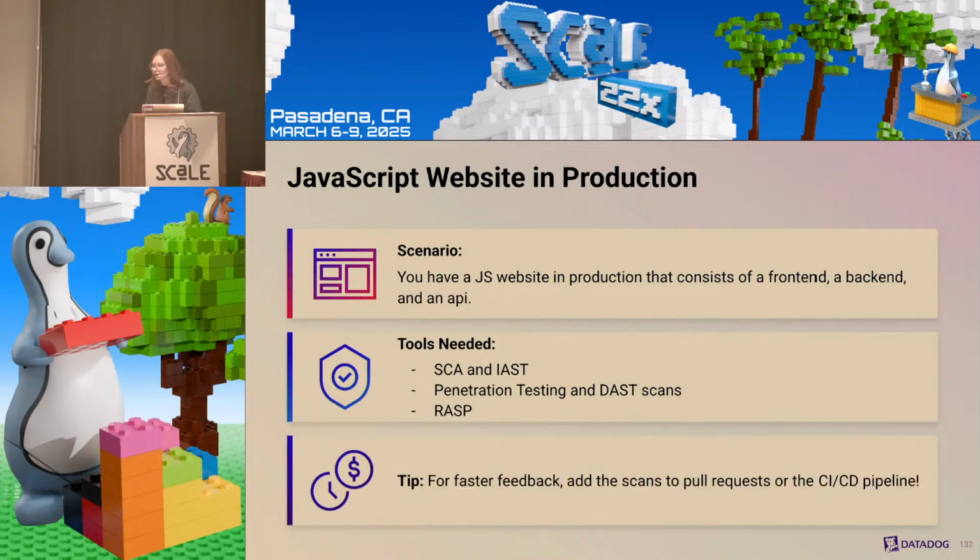And I'm just going to give y'all a tip. For faster feedback, add all these scans to the pull requests or the CI/CD pipeline. But I'm going to give you another tip. If you want even more feedback sooner, there are so many IDE and CLI scans out there, whether they're open source or paid, where you can get feedback immediately as you're developing.